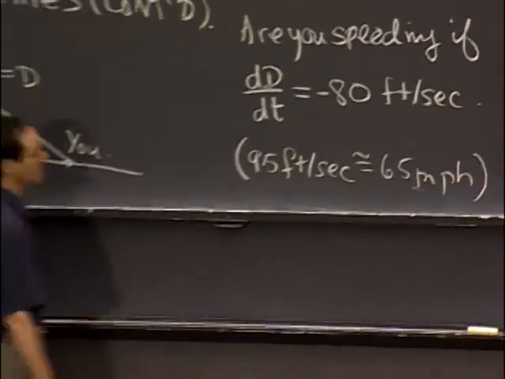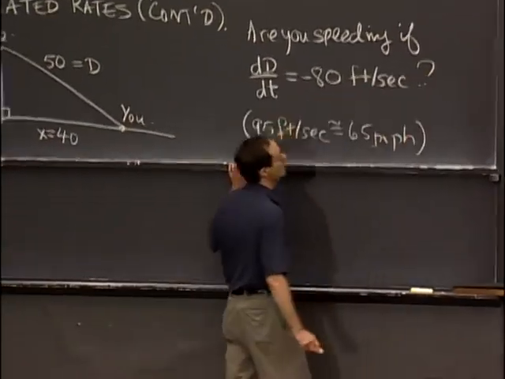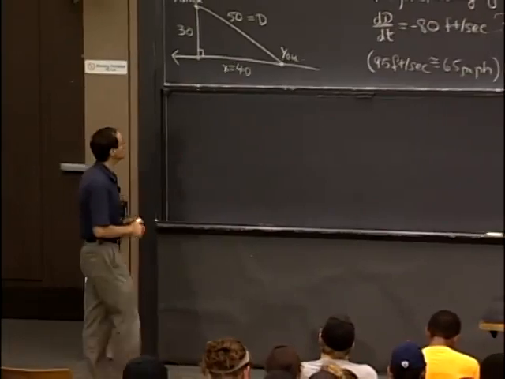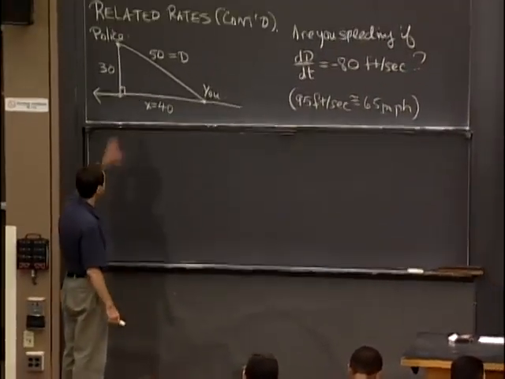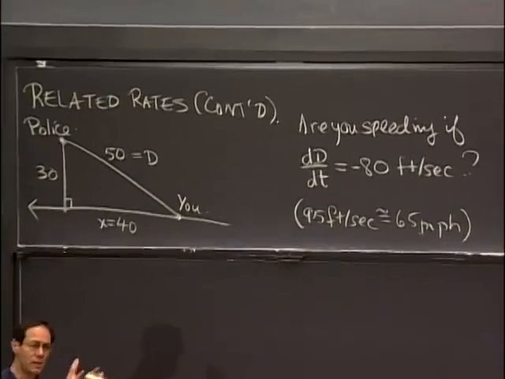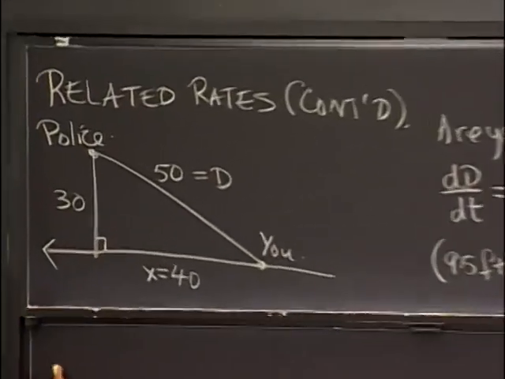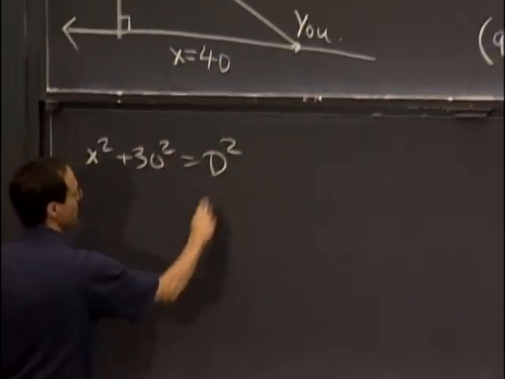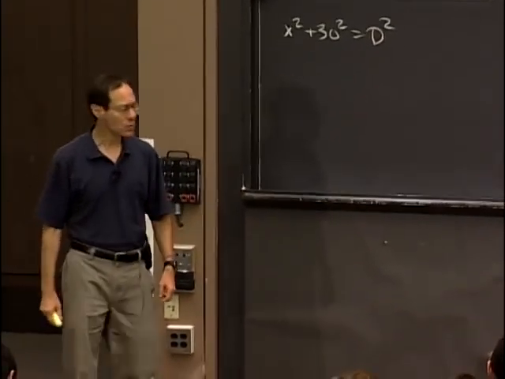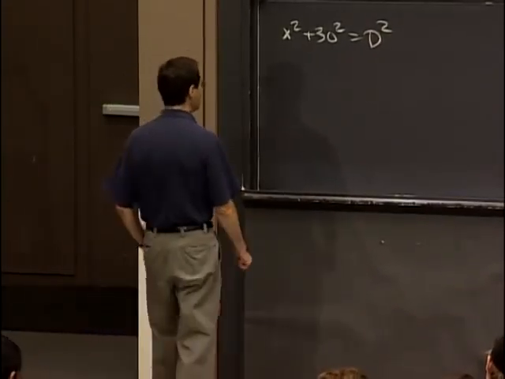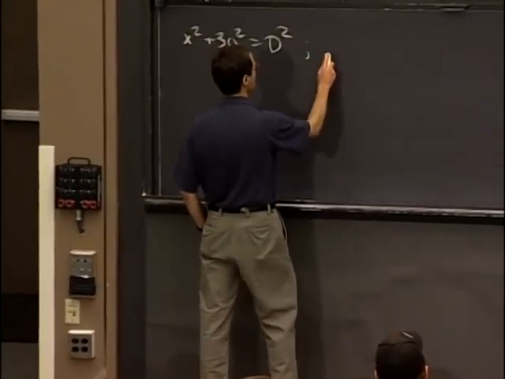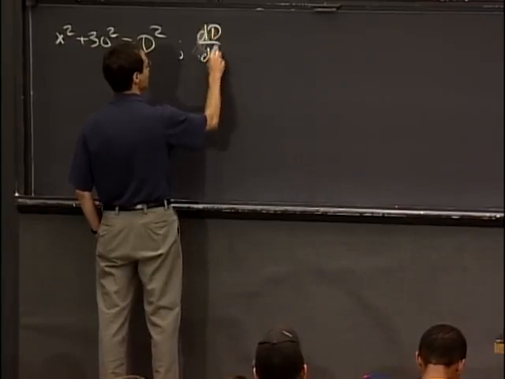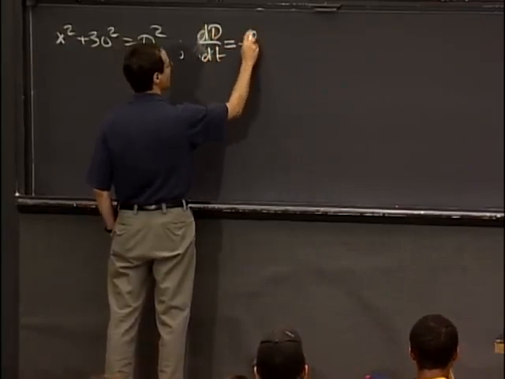So again, this is where we were last time. Put a little question mark there. And so let's solve this problem. This is the setup. There's a right triangle, so there's a relationship between these lengths. And the relationship is that x squared plus 30 squared is equal to d squared. So that's the first relationship that we have. And the second relationship that we have, we've already written down, which is dd/dt is equal to minus 80.